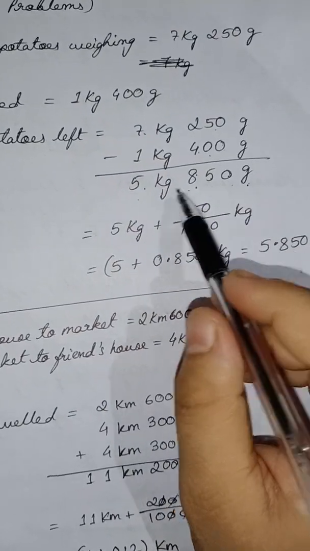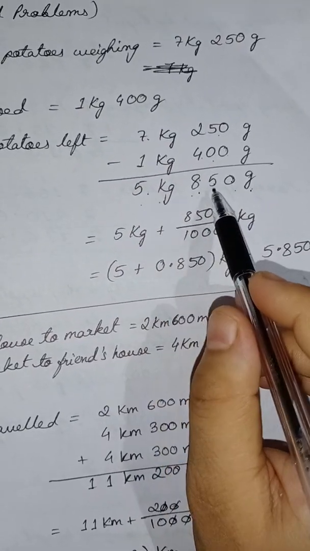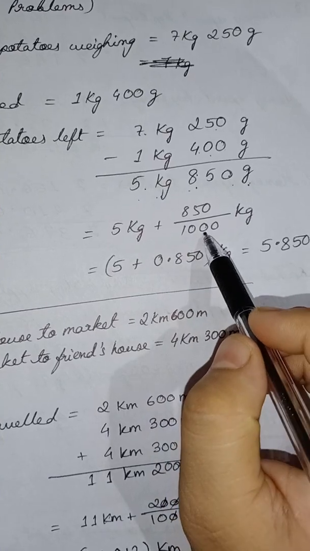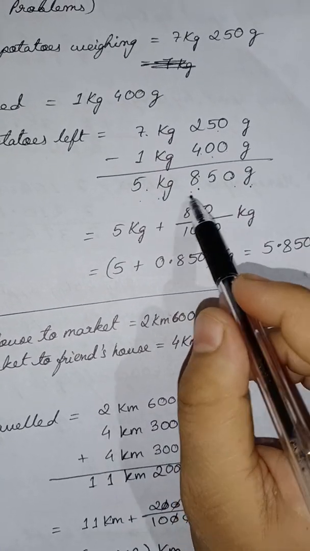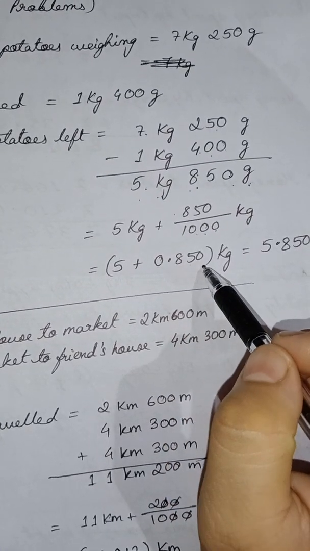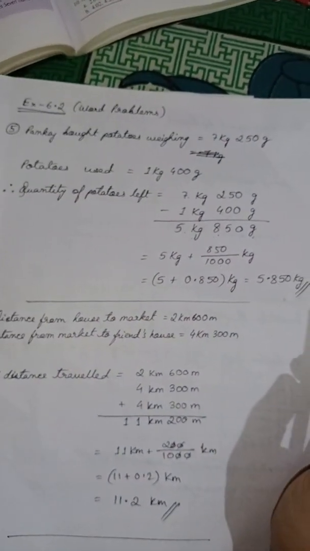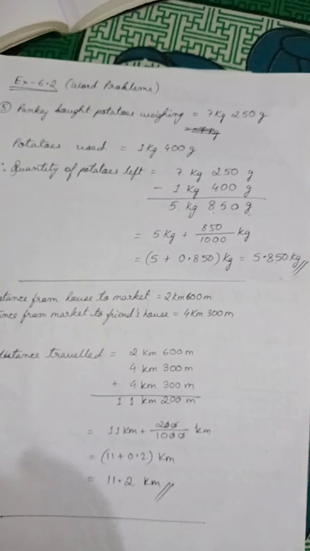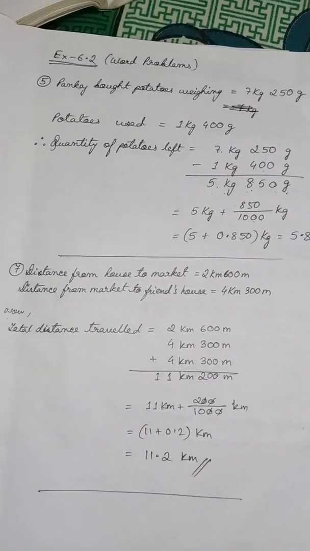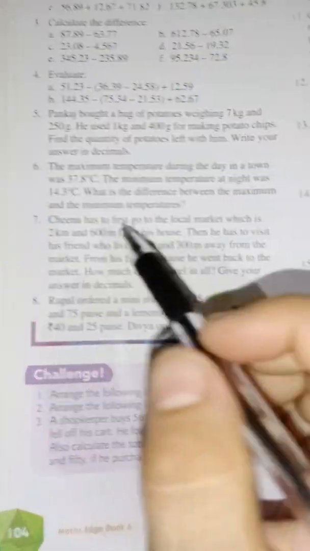So 850 I will convert to kg. As you remember, from gram to kg you have to divide by 1000. So 3 digits, 3 decimal places, that is 0.850. So your answer is 5.850 kg. This is the quantity of potatoes that is left. Next, question number 7. Question 6 I have not done, you can do it.